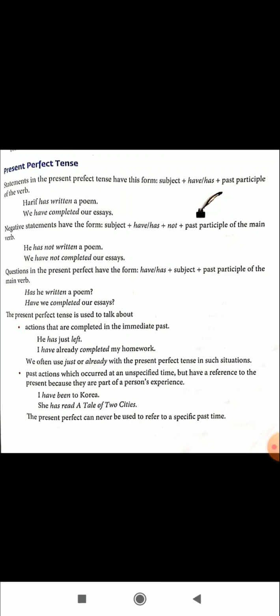The present perfect tense is used to talk about, first, actions that are completed in the immediate past. That's important. But the time is not mentioned. If the time is mentioned, you should not use present perfect, you use past tense. Look at it: he has just left. We don't know the time. So instead of using he left, we use he has just left.